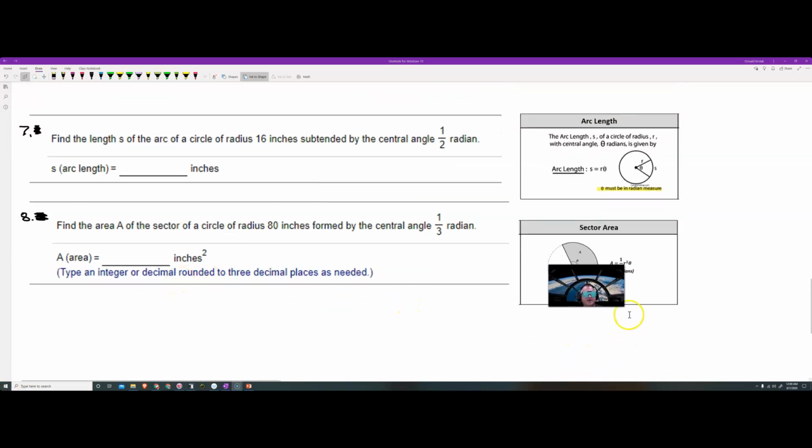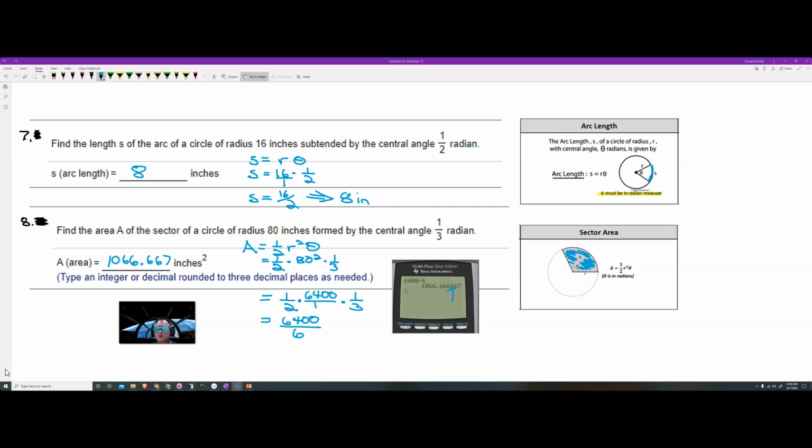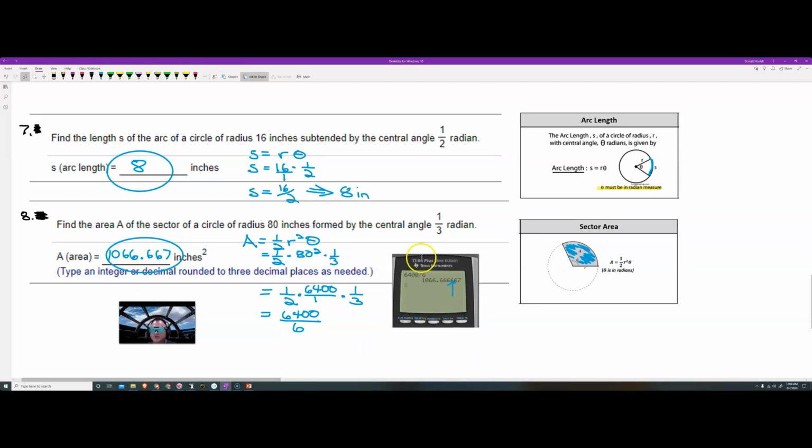The next 2 deal with finding the arc length and the area of a sector. So our 2 formulas, one for arc length, that's how long this little curve is. And then the second one was the area of a sector, and that's the area of this shape. So pause the video and solve these 2 and see how you do. Okay, here are our solutions. 8 inches, 1066.667 square inches. And there is your work.